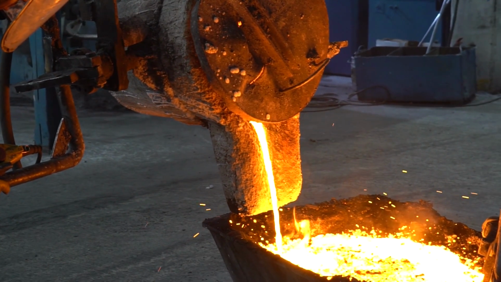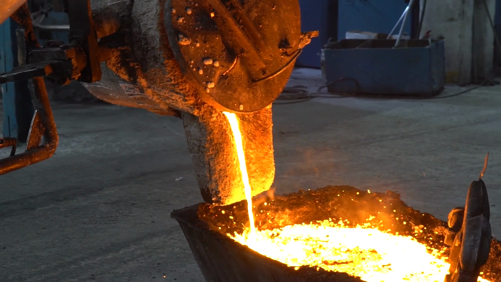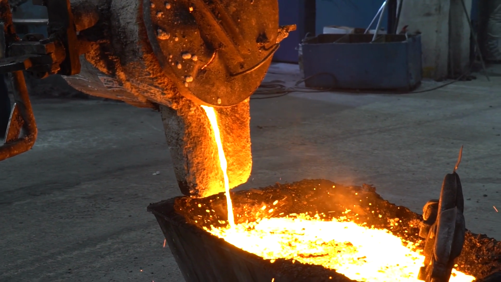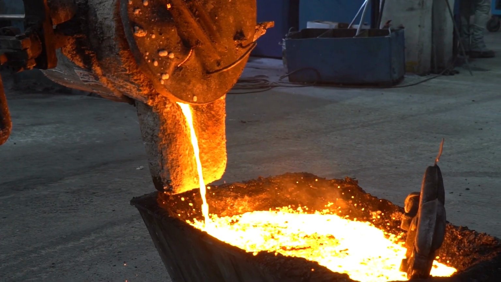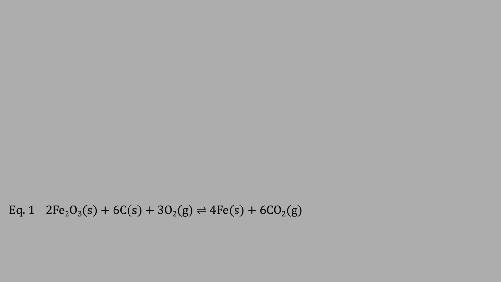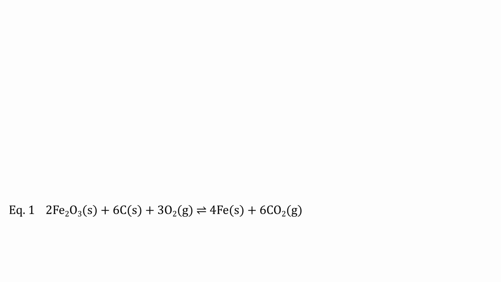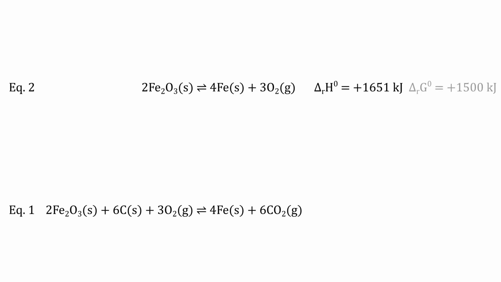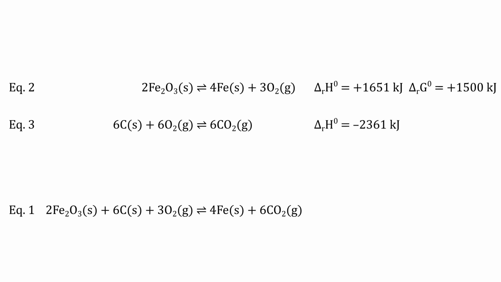Production of iron metal from iron(III) oxide is an excellent example to illustrate how one can convert a non-spontaneous reaction into spontaneous by coupling it with another, spontaneous reaction. Let us look at this equation from a different perspective. We have just verified that dissociation of iron(III) oxide into elements is a strongly endothermic and a non-spontaneous reaction at 298 Kelvin. Combustion of carbon is a strongly exothermic and spontaneous reaction under standard conditions.